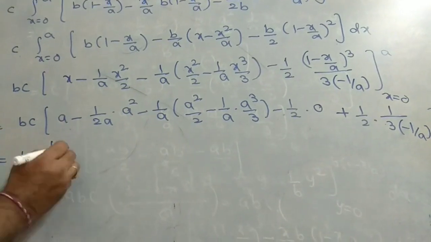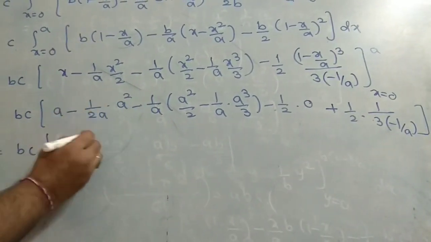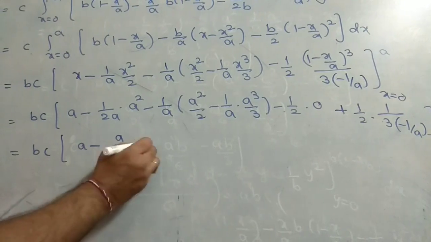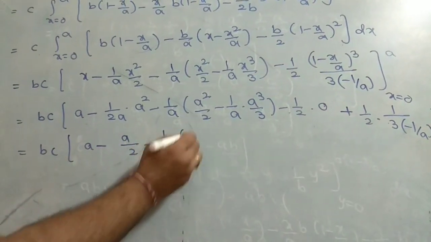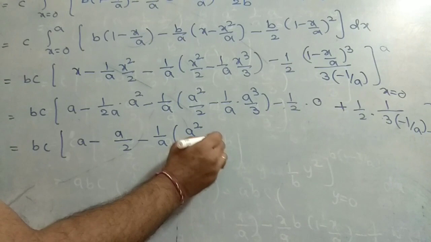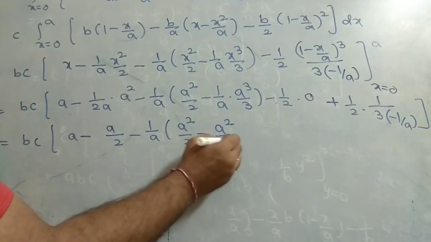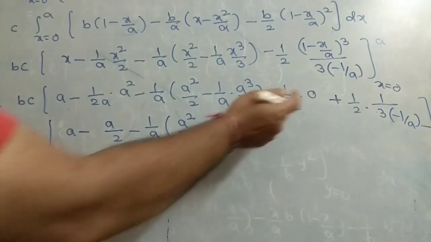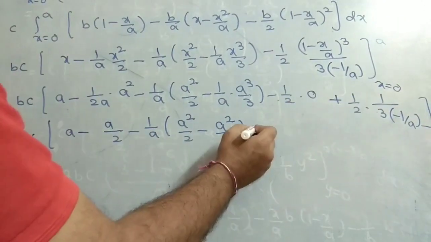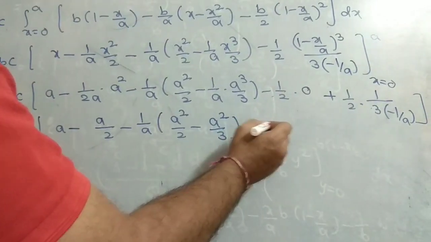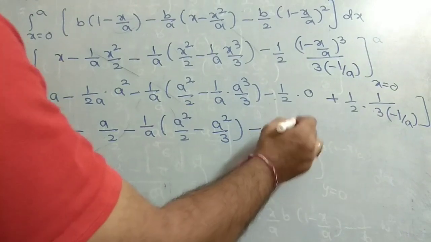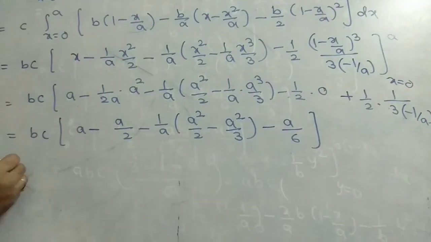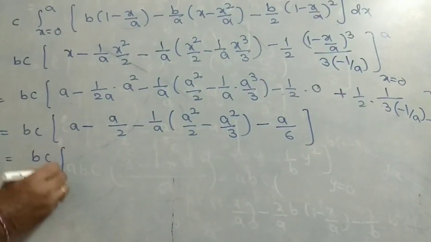Now this is equal to b c. So just you do the simplification, on cancellation you will get a by 2 minus 1 by a into, it is a square by 2 minus a square by 3. Similarly, this value becomes 0 and that is nothing but minus. So a divided by, you will get 6. Okay. So now this is equal to b c as it is.